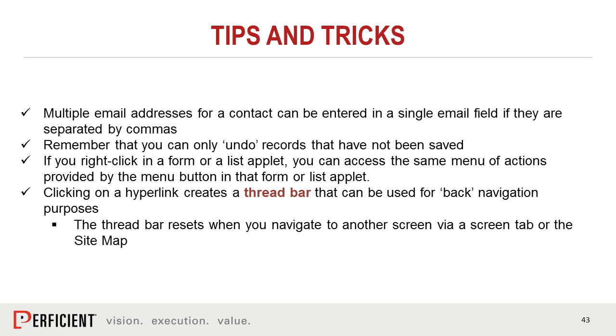Email fields that are in the system: you can enter multiple email addresses for a contact by separating them by commas. You should also remember that for undoing a record, that option is only available while the record has not been saved yet. Once it's saved, you actually have to make the change itself. If you right-click in a form or a list applet, you can access some of the menu actions from the menu button.